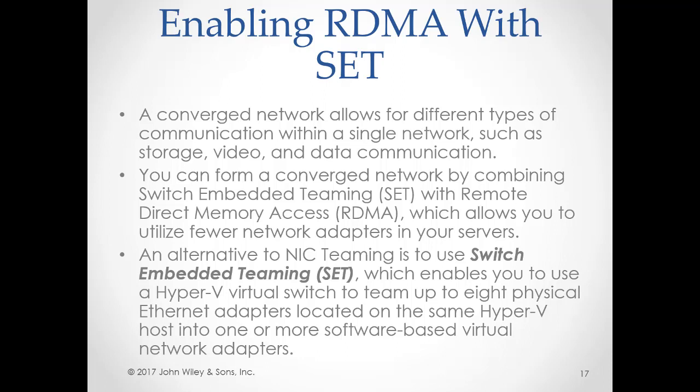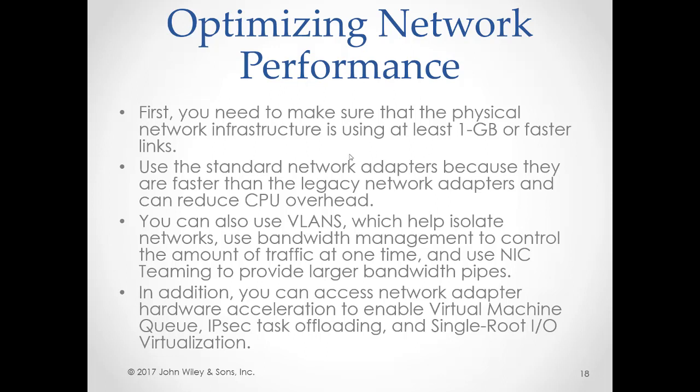So you don't create a NIC team, you're going to run a PowerShell command and it's going to create a virtual switch that combines the network adapters into one or more software-based virtual network adapters. So you can't use it if your network adapters are slower than 1 gigabit per second, right? You have to use standard network adapters.